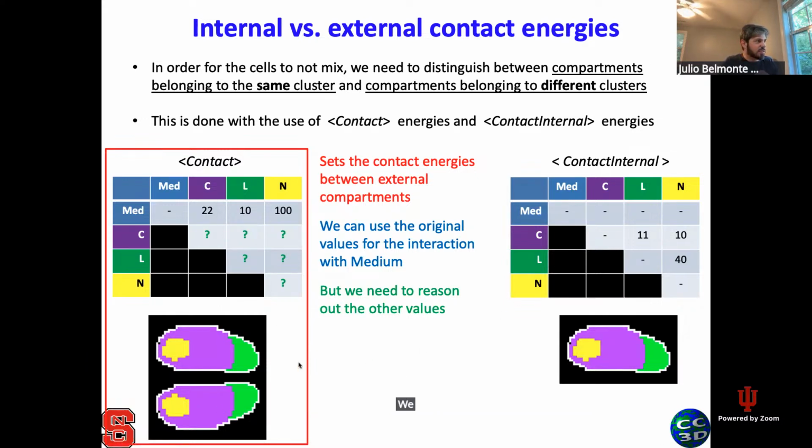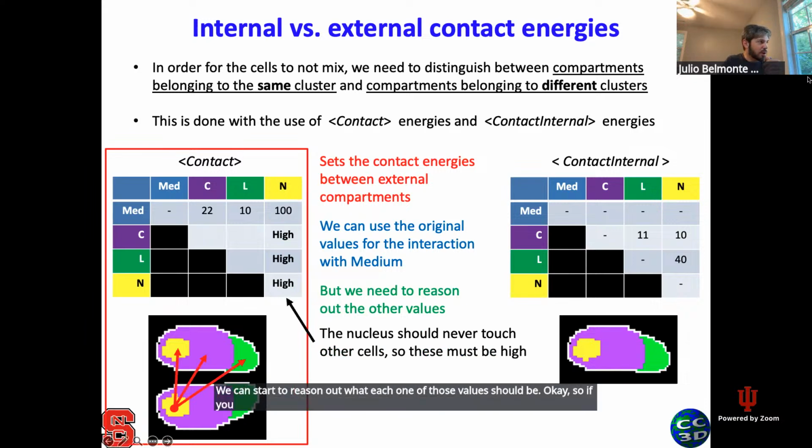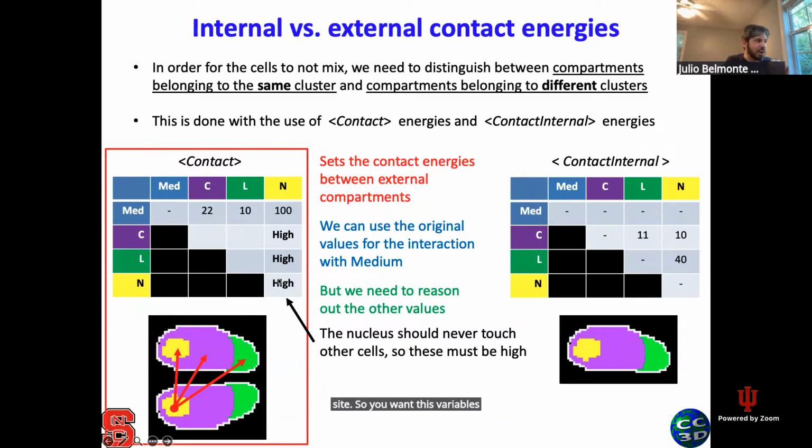So we can start to reason out what each one of those values should be. If you go now to the nuclei, well, the nuclei not only cannot mix with another cell, it cannot even leave the inside of the crawling cell because it has to really be inside. So you want these values to be very, very high. So I have high here in bold.